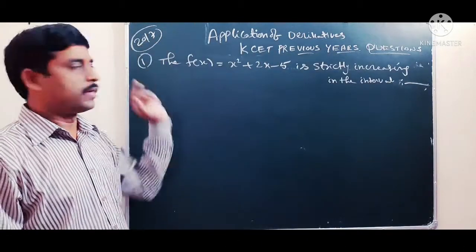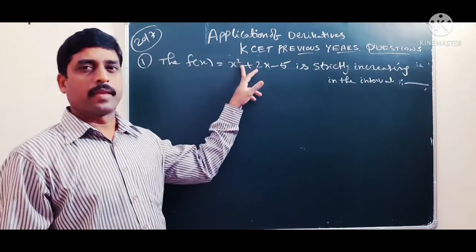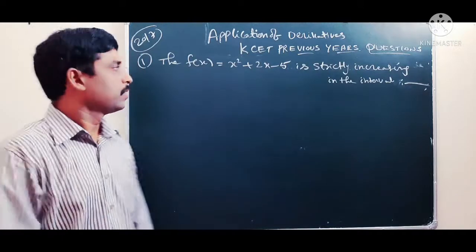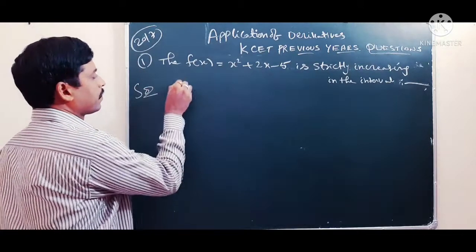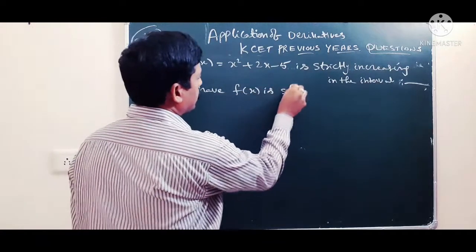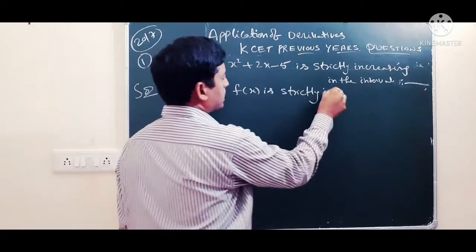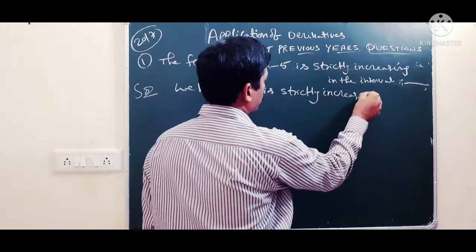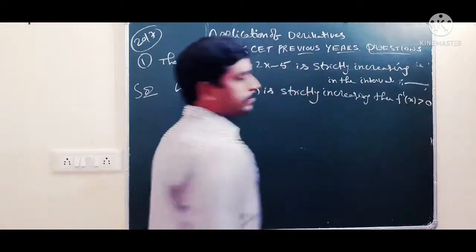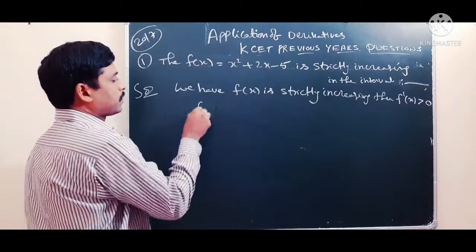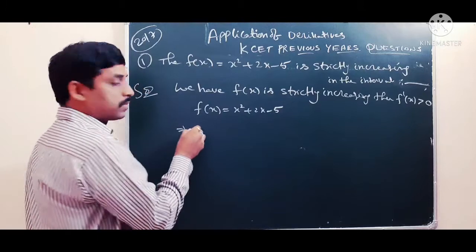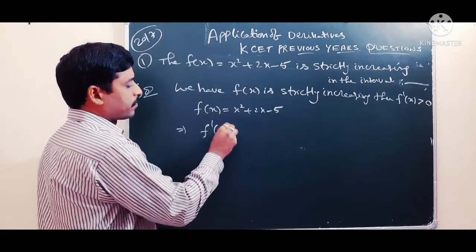This is from 2017. f of x is given as x square plus 2x minus 5, strictly increasing. Okay, we have one formula. If f of x is strictly increasing, then f dash x should be greater than 0. What is f of x given? x square plus 2x minus 5. So first we have to find the derivative of this function.